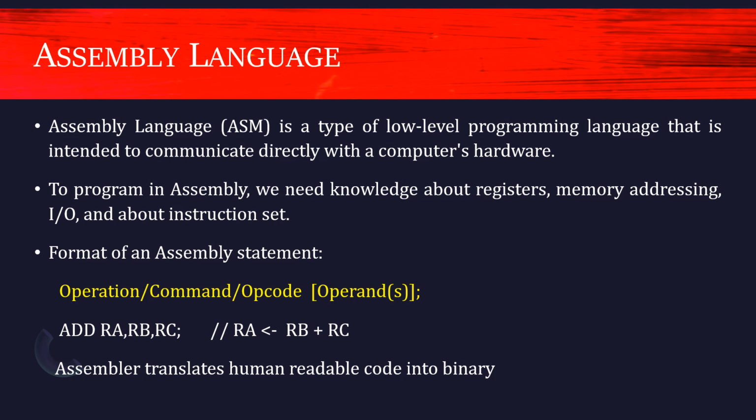The format of an assembly statement is the operation, or the command, or the opcode, followed by the operands. For example, add RA, RB, RC. So this add is the opcode and RA, RB, RC are the operands used for the instruction. The meaning of that instruction is that RB and RC, which are the operands, are added and the result is stored in the destination operand, that is RA.